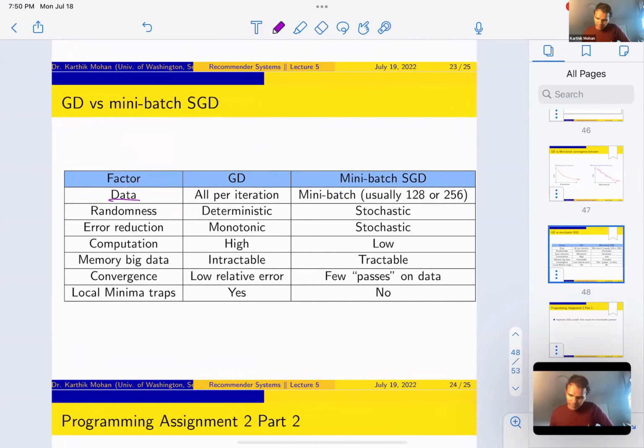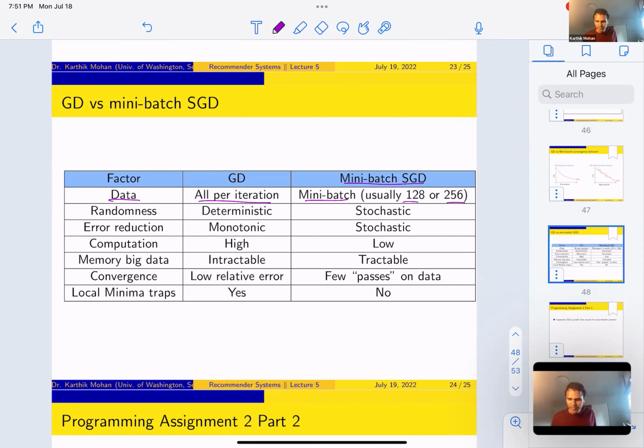So let's say you look at data. Gradient descent is you use all data for each iteration. In mini batch SGD, you only use a mini batch, so 128 or 256 data points. So gradient descent is, in that sense, good. It's learning from all of the data, but at a huge cost, like a billion data points. So you're going to have complexity of the order of a billion per iteration. And not to mention storing so many data points as well. So storage issues, computational issues. That's why you prefer mini batch.